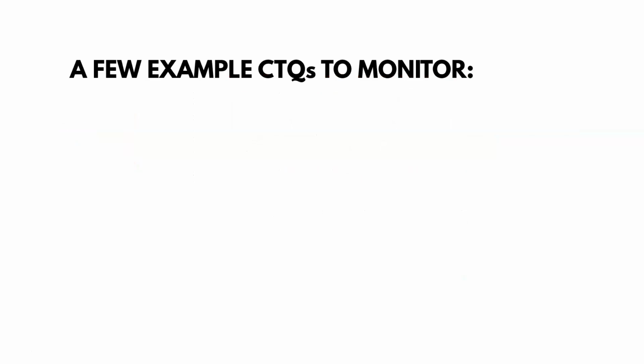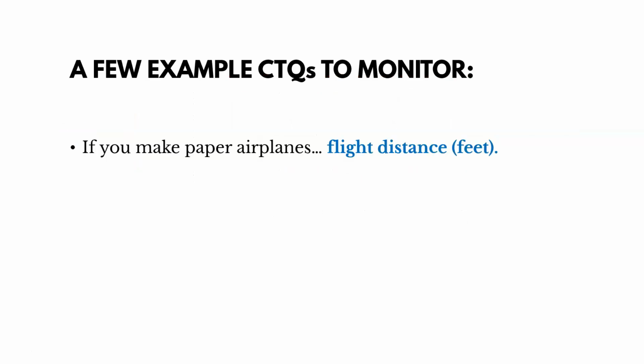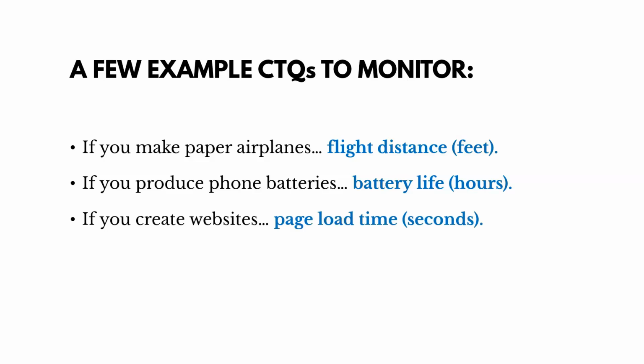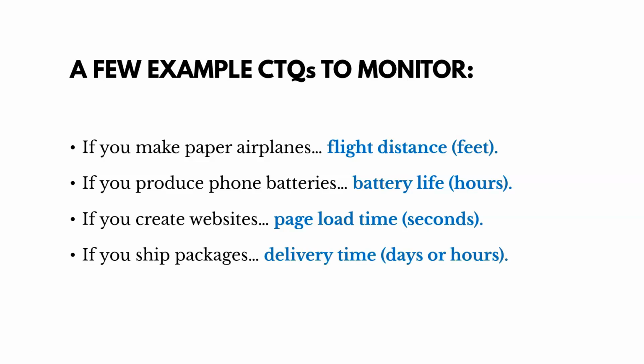So a few example CTQs that we could monitor include things like if you make paper airplanes, maybe you monitor flight distance in feet over time. Or if you produce phone batteries, maybe you monitor battery life in hours. If you create websites, you could look at things like page load time in seconds. Or if you ship packages, you could monitor delivery time in days or hours. So these are CTQ measurements that we could monitor on our control chart.